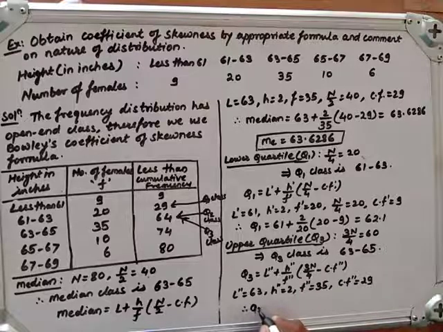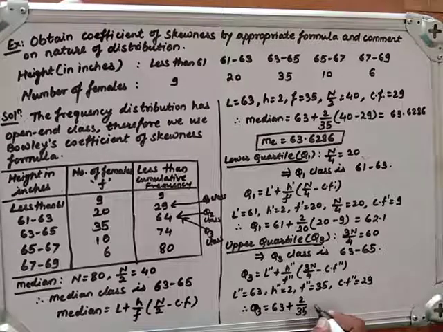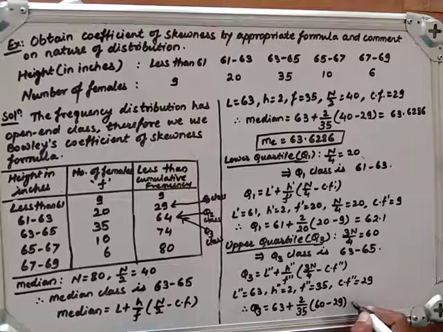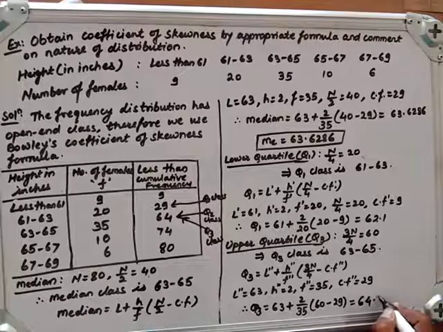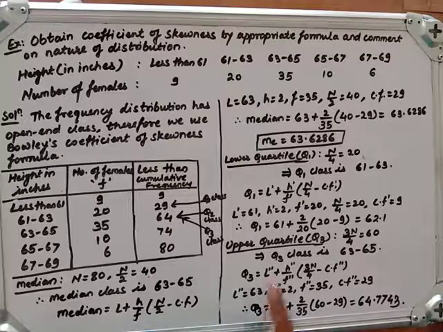Therefore Q3 equals 63 plus 2 by 35 into 60 minus 29. So this simplification will be 64.7743. Now we have all the values Q3, Q1, median. We can easily determine Bowley's coefficient of skewness.